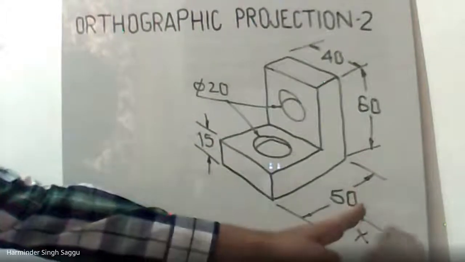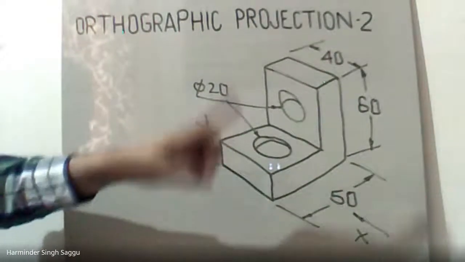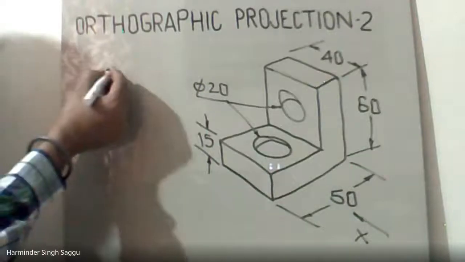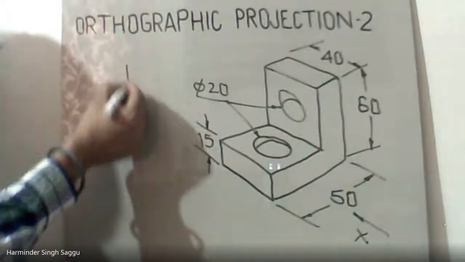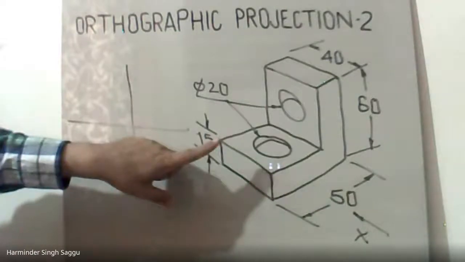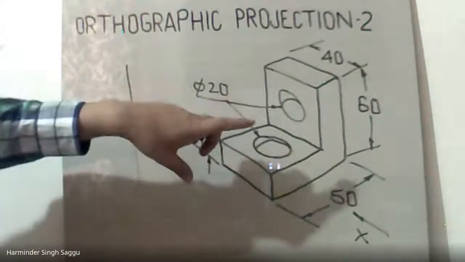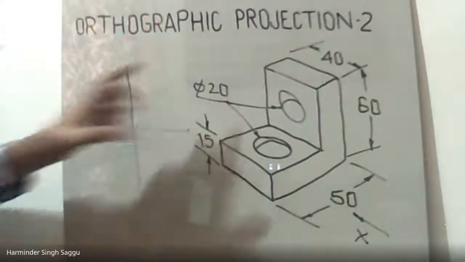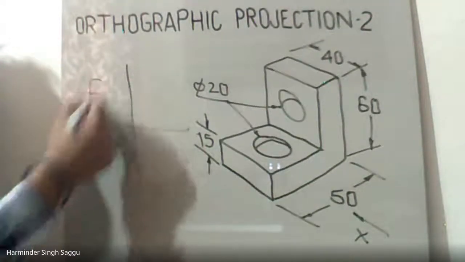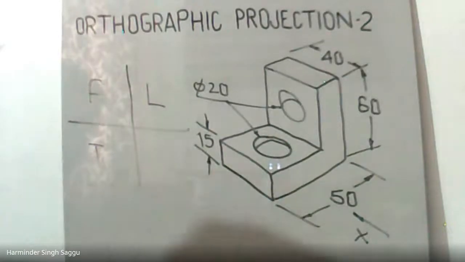Now, if this is front, you will draw front, top and left side view. Front, top and left side view is visible. So you will draw front, top and left now. Left will be drawn on the right of front. First, draw that cross. So now you have to draw left side view. Left side view will be drawn on this side where you draw the front. Left view will be drawn on the right of front. This is front, this is top, and this is left side view on the right of front.